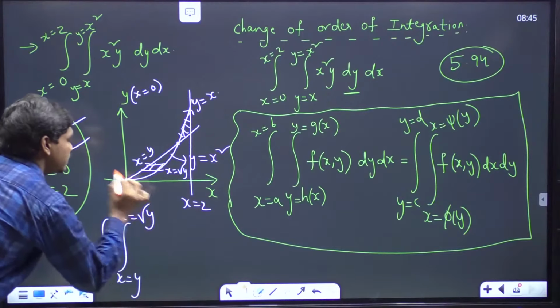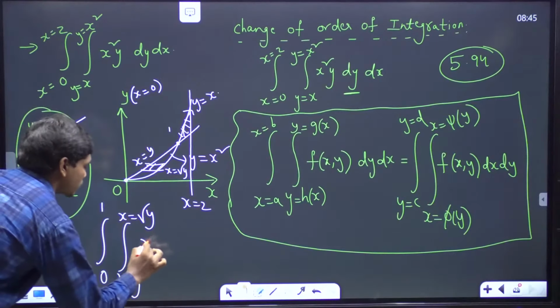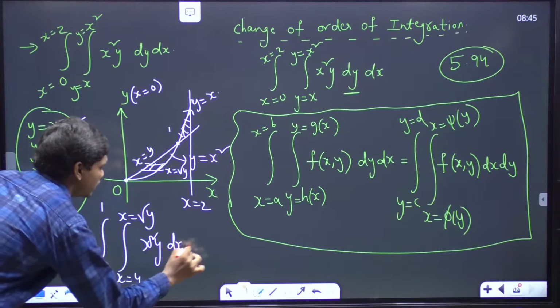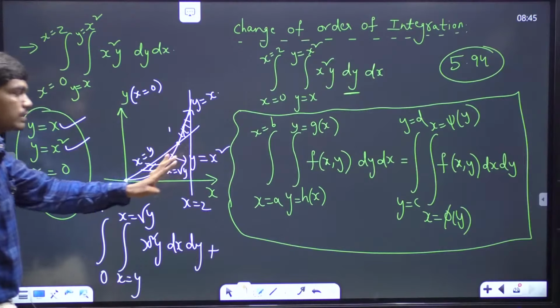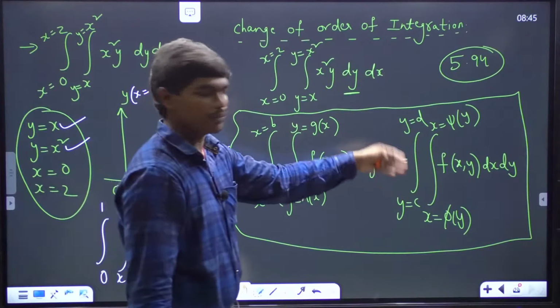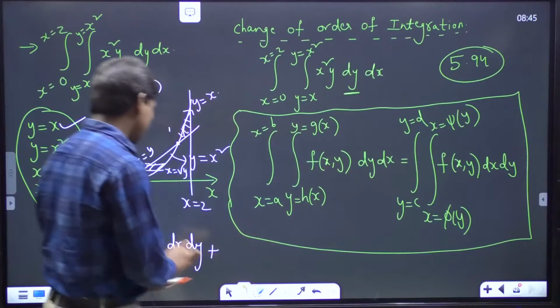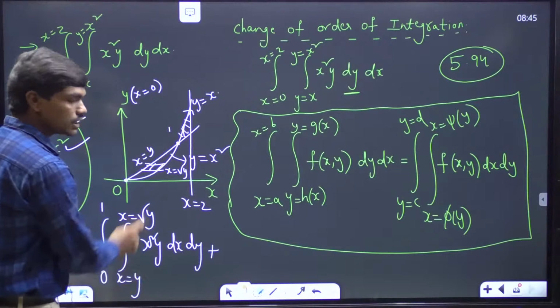And this y is changing from 0 here to a maximum of 1. So 0 to 1 x square y dx dy. Actually you should write plus this part as well, but I'm not considering it for the time being. I would like to let you know this by solving another example for you. This is how you will plot the curves and then decide which curves to write as limits.